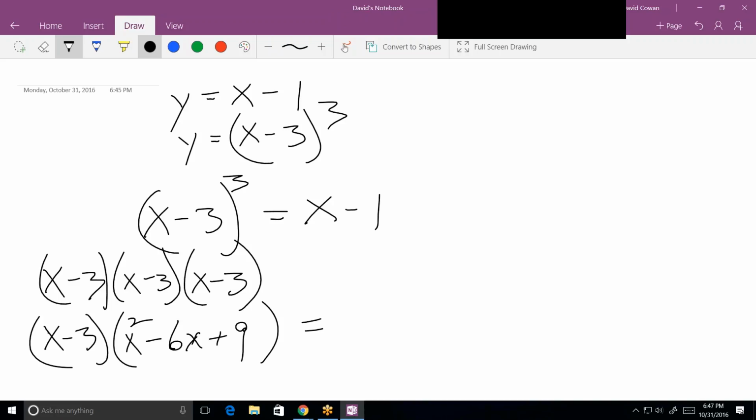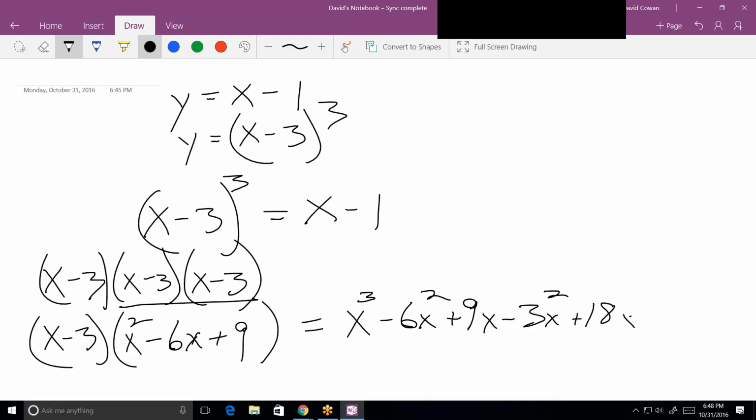I found that it's just a little bit easier if you have the binomial first and the trinomial second rather than reversed. That's why I always multiply those two together first. Now, what does that give me over here? X cubed minus 6x squared plus 9x minus 3x squared minus 18 plus 18x minus 27x or minus 27.